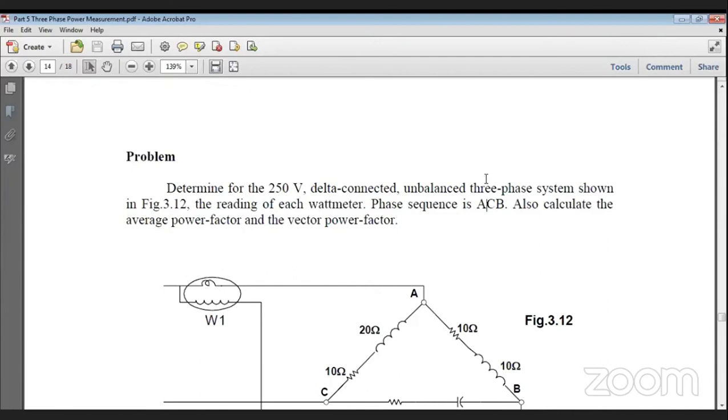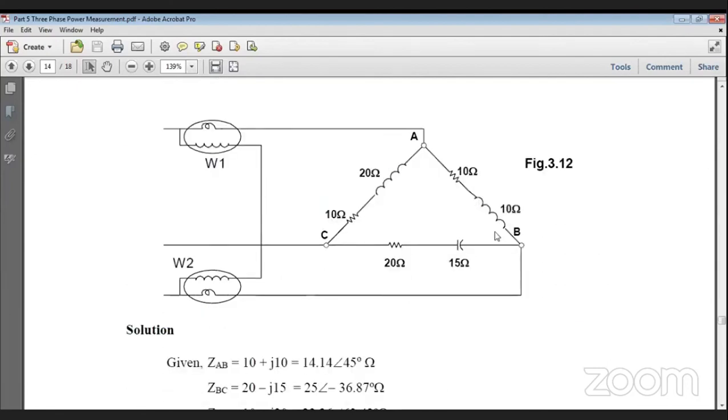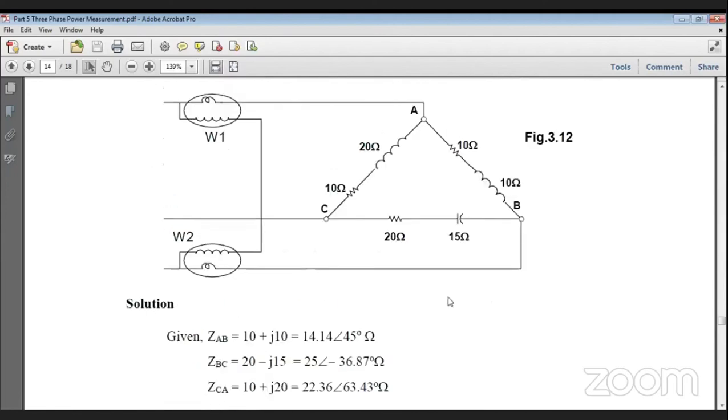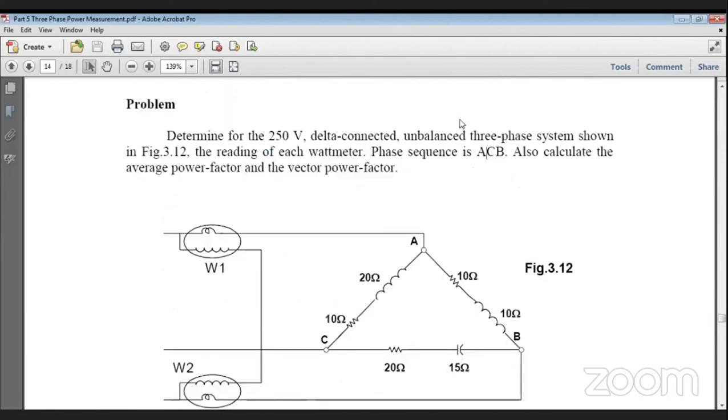So what is being done here? When we have written the 3 voltages, we have taken VAB as 0 degree, the reference. Then VBC is not minus 120, it is minus 240. And VCA is minus 120. This is because of the phase sequence being A, C, B. Please be careful when you get a problem to solve.